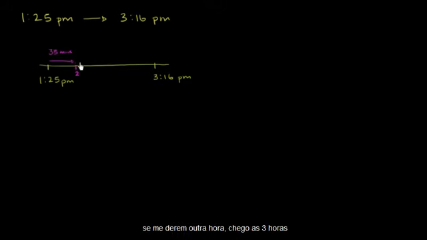And then if you give me another hour, that gets me to 3 o'clock. And so this is 1 hour. And then you give me another 16 minutes, that gets me to 3:16. So the total amount of time that passes is going to be 1 hour plus 35 minutes plus 16 minutes. So what's that?